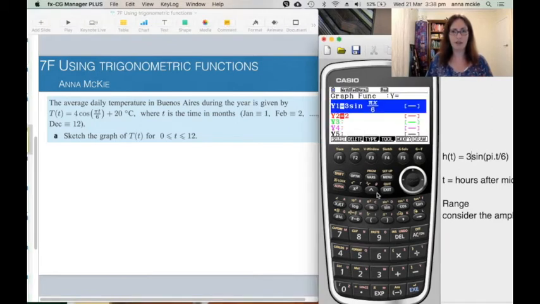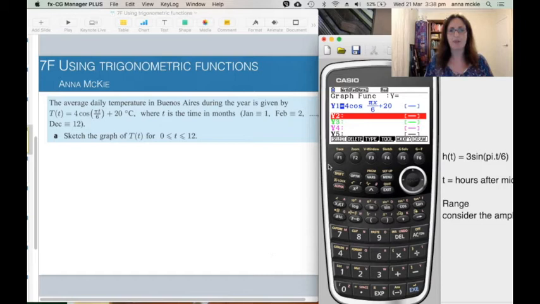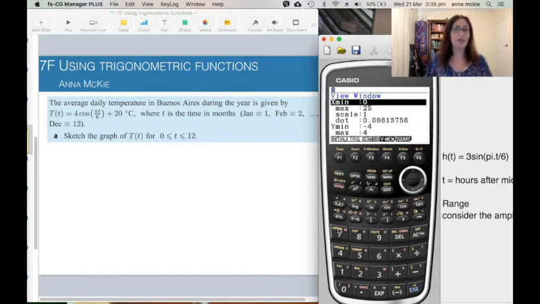Right, so let's go into our graph and graph that. So I just want to delete the previous ones that I had, and we've got 4 cos(πt/6), or x in this case, plus 20. Now we're going to have to think about our view window. So for our x values, our time, it's given us 0 to 12. So we can go 0 to 12, or you might go 0 to 13, whichever works for you.